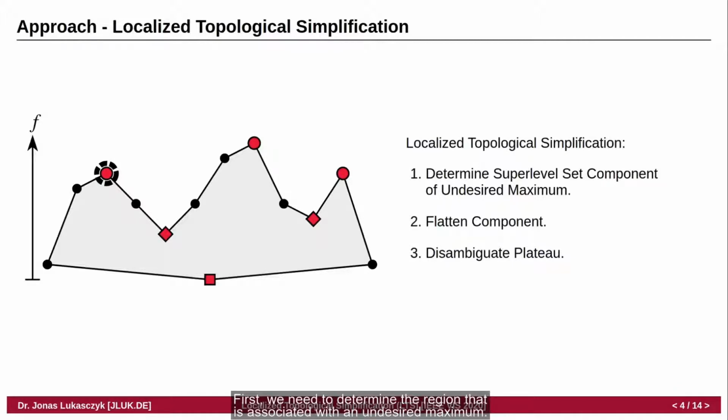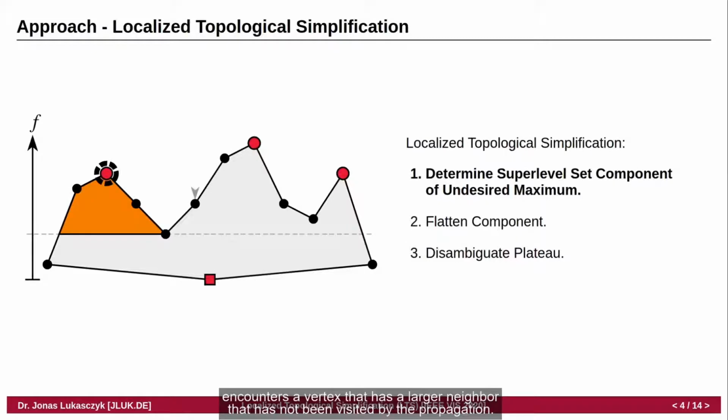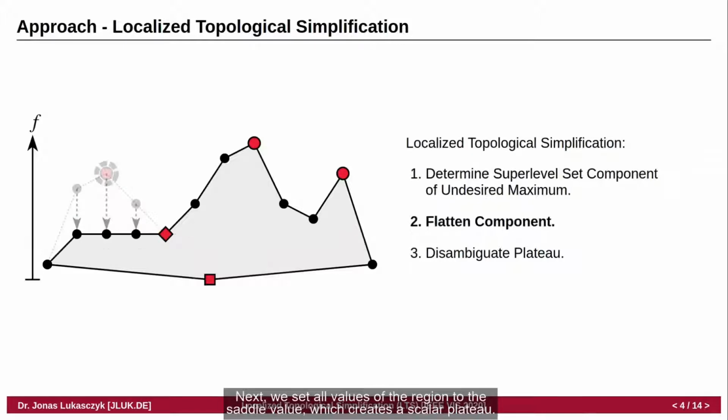First, we need to determine the region that is associated with an undesired maximum. We can do this with a so-called superlevel set propagation, which starts at an undesired maximum and then always absorbs the largest neighbor of the region until the procedure encounters a vertex that has a larger neighbor that has not been visited by the propagation. Such a vertex must correspond to a saddle, so we have determined the complete superlevel set component. Next, we set all values of the region to the saddle value, which creates a scalar plateau.